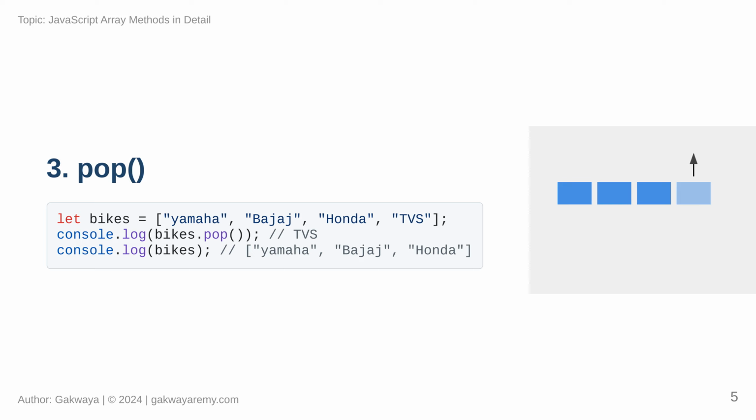The pop method removes and returns the last element of an array. This is a mutating method. It changes the original array by removing the last element. Think of it like taking the top item off a stack of plates. This is commonly used in stack implementations where you need LIFO, last in, first out, behavior.